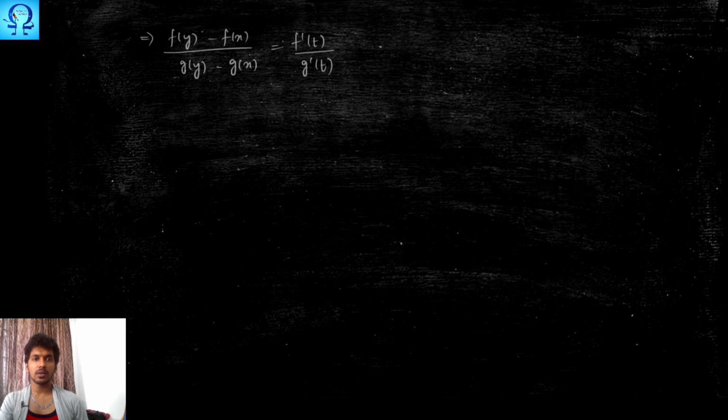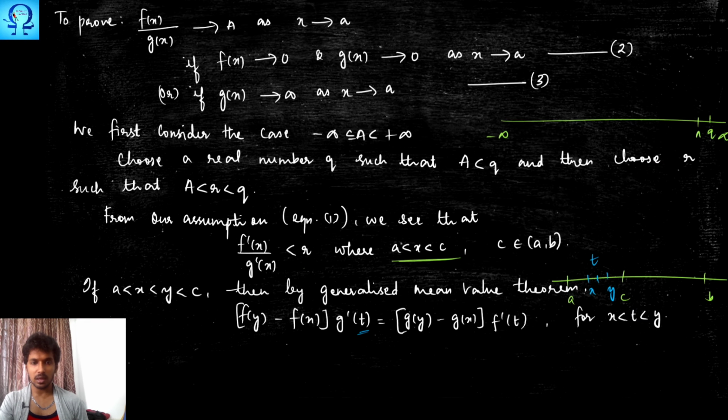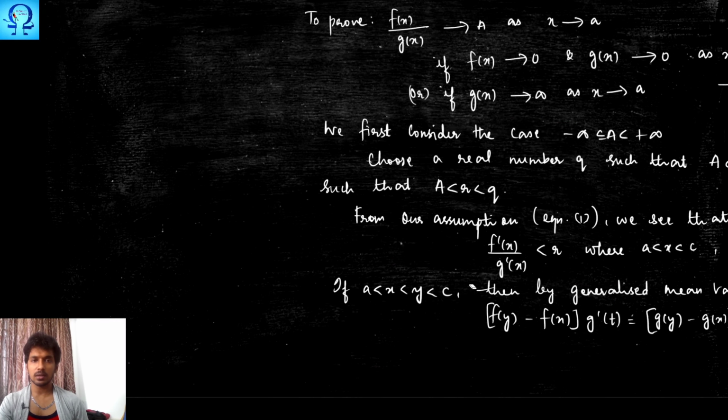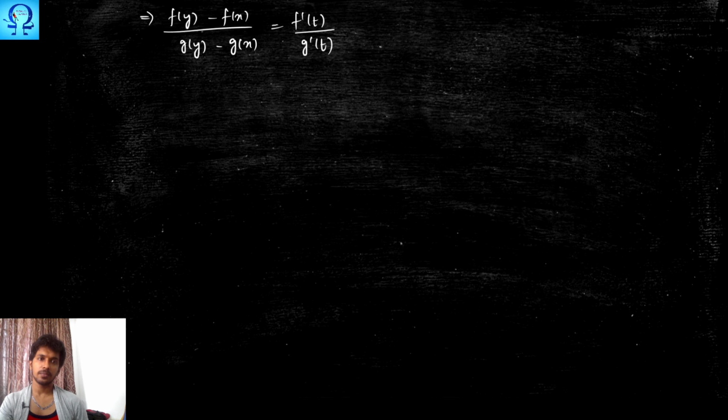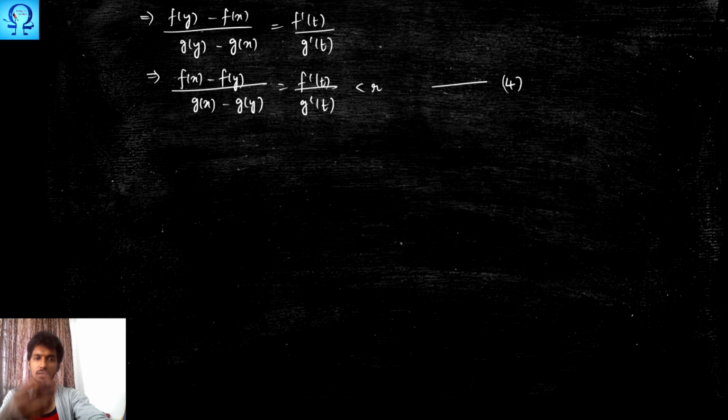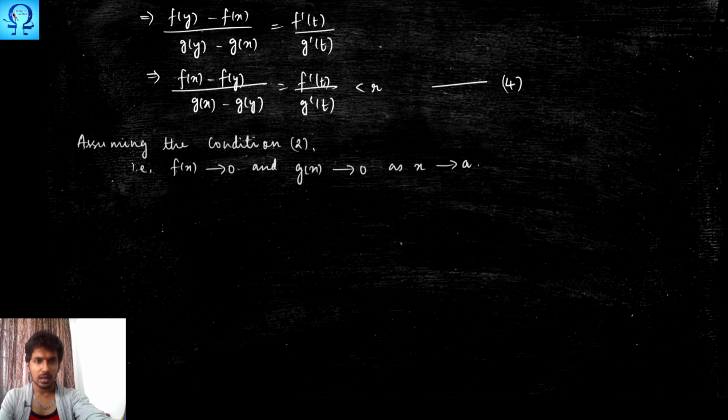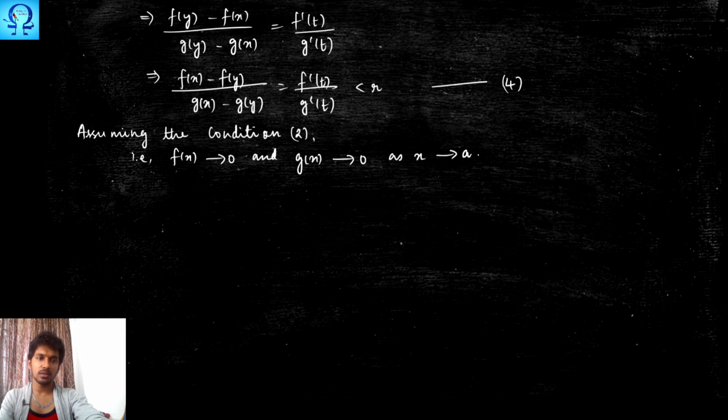So if you see here, we are taking this to this side and this to this side. Once we do so, we get this quantity. We wish to write f of x in terms of x in the first place, and that is why we get it like this. This quantity is also less than r, and we take this to be equation 4. After this, we are assuming the condition 2. What is the condition?